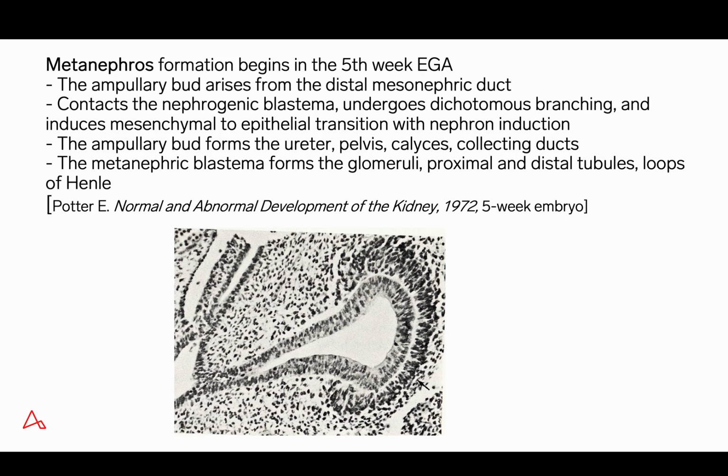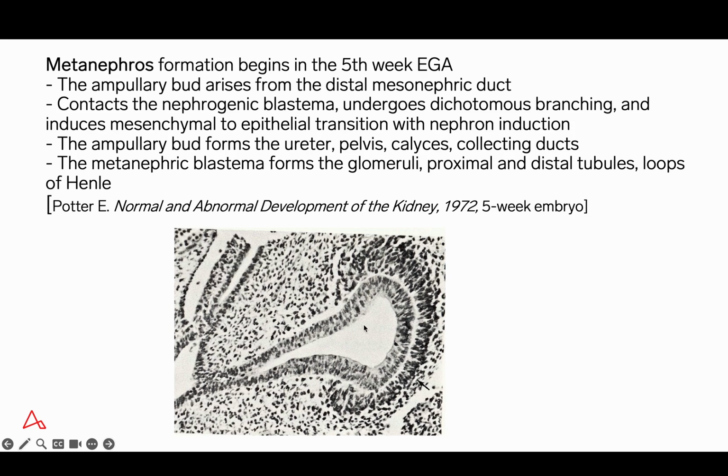The ampullary bud arises from the distal mesonephric duct, and this image from Potter's classic textbook on normal and abnormal development of the kidney, published in 1972, shows the mesonephric duct here on the left side, and then the budding ampullary bud coming off on the right side.